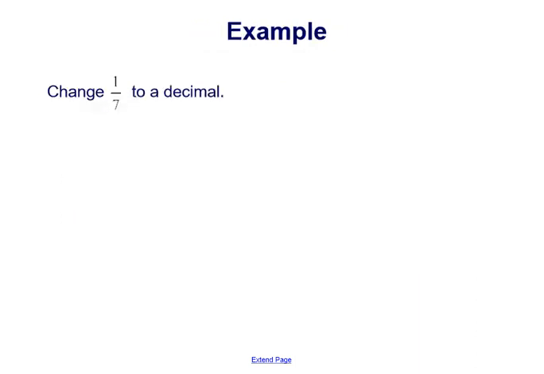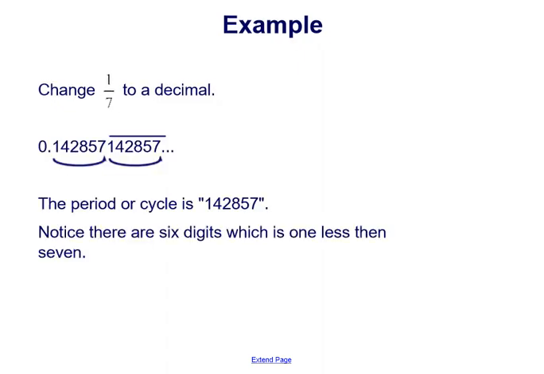So here's an example. Change 1/7 to a decimal. The numerator and denominator are made up of integers, so we know that this fraction, when converted to a decimal, will either terminate or repeat. If we go through the process to convert this to a decimal, we get 0.142857142857 over and over. We get the repeating decimal, where the period or cycle is the numbers 142857.